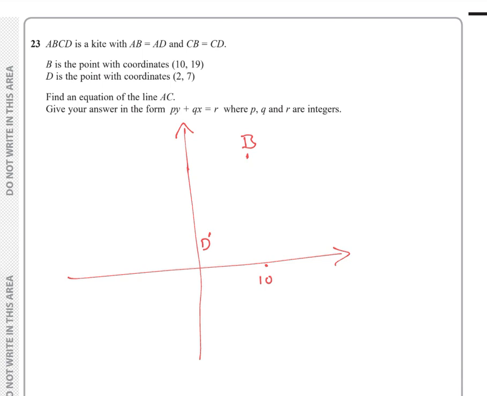So AB equaling AD. And then something over here as well. It always goes around A, B, C, D, so you go around clockwise like that. Find an equation of the line AC. Give it in the form of this, where they're integers.